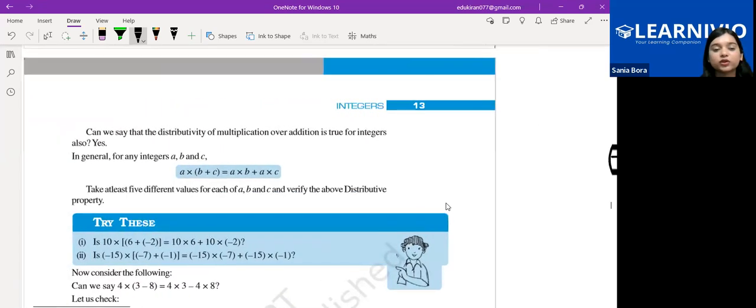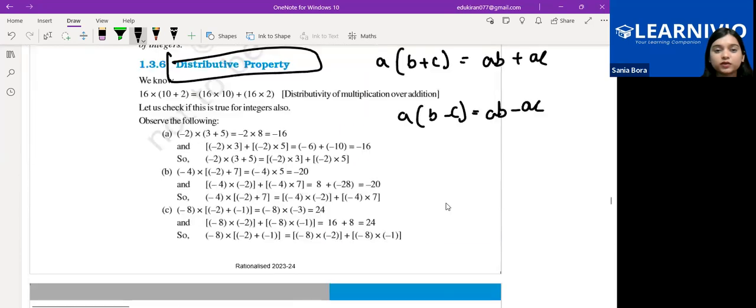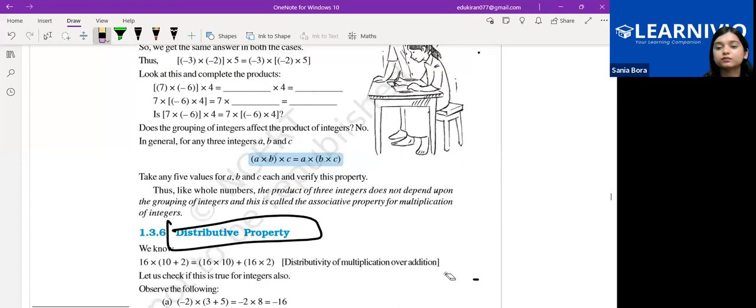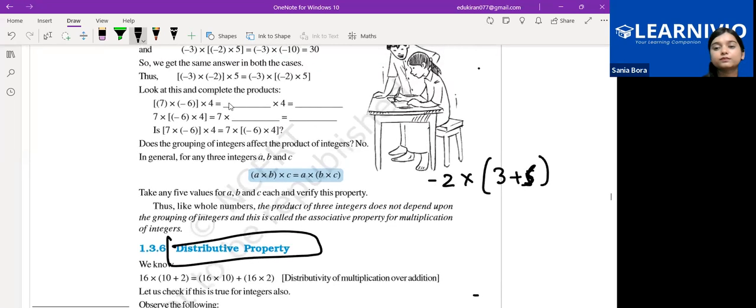Okay, so I'm just going to give you few questions. You people will solve it. I'm just writing the question here. Solve it. The first question is minus 2 multiplied by, the bracket is 3 plus 5. Use the distributive property and solve this and tell me the answer.